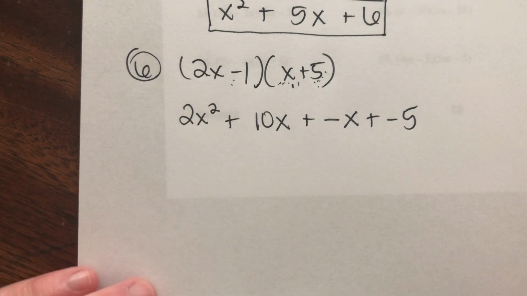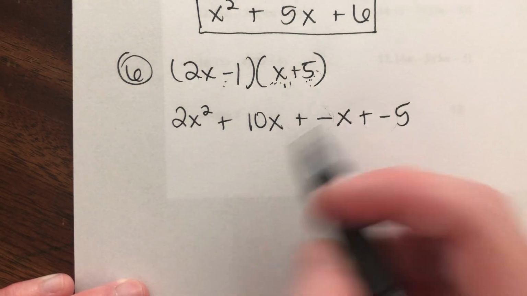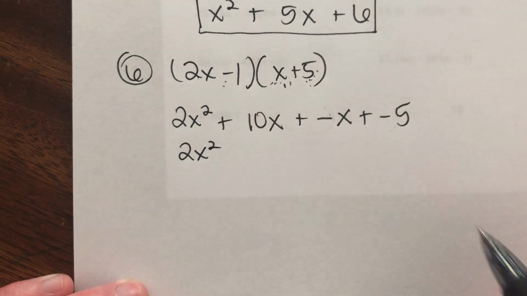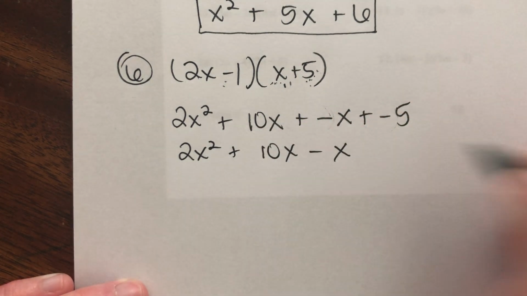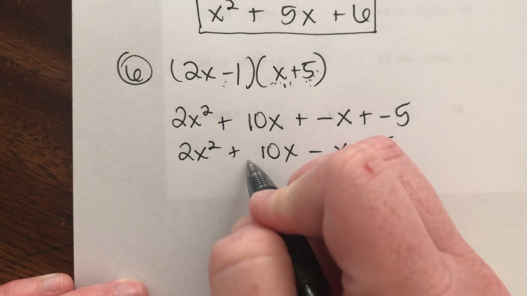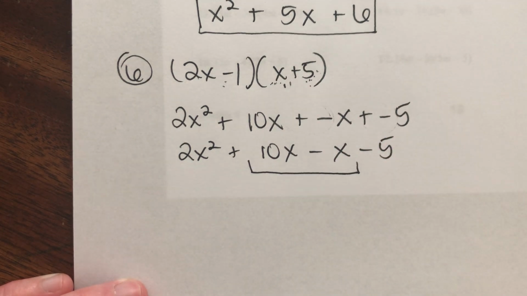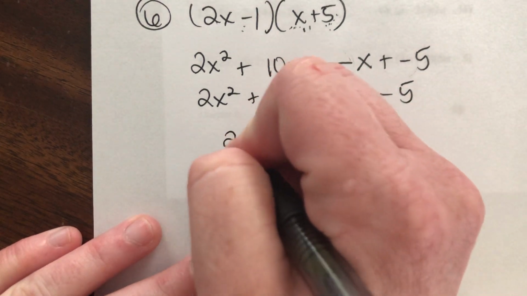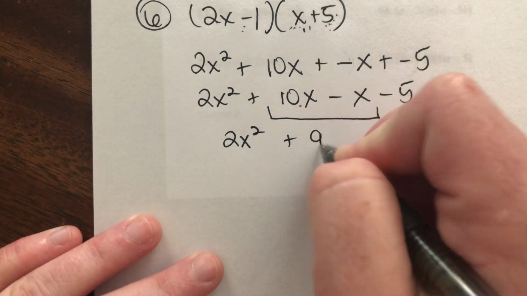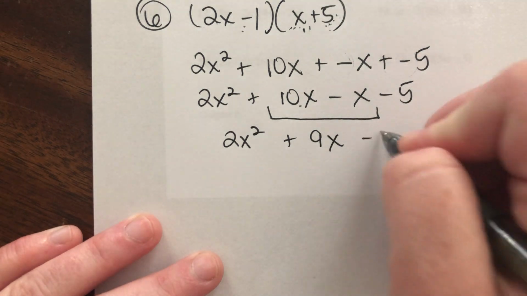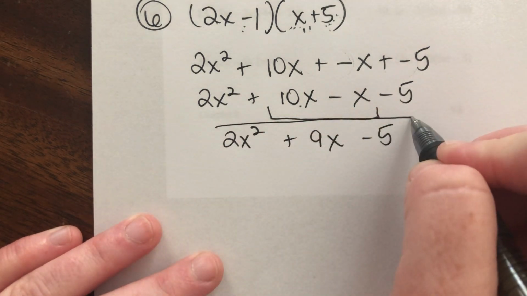Okay, so first I'm going to simplify my signs here. So I get 2x squared plus 10x minus x minus 5. And then I want to combine my two like terms in the middle. So I get 2x squared. 10x minus x is positive 9x. And then minus 5. And this is my answer.